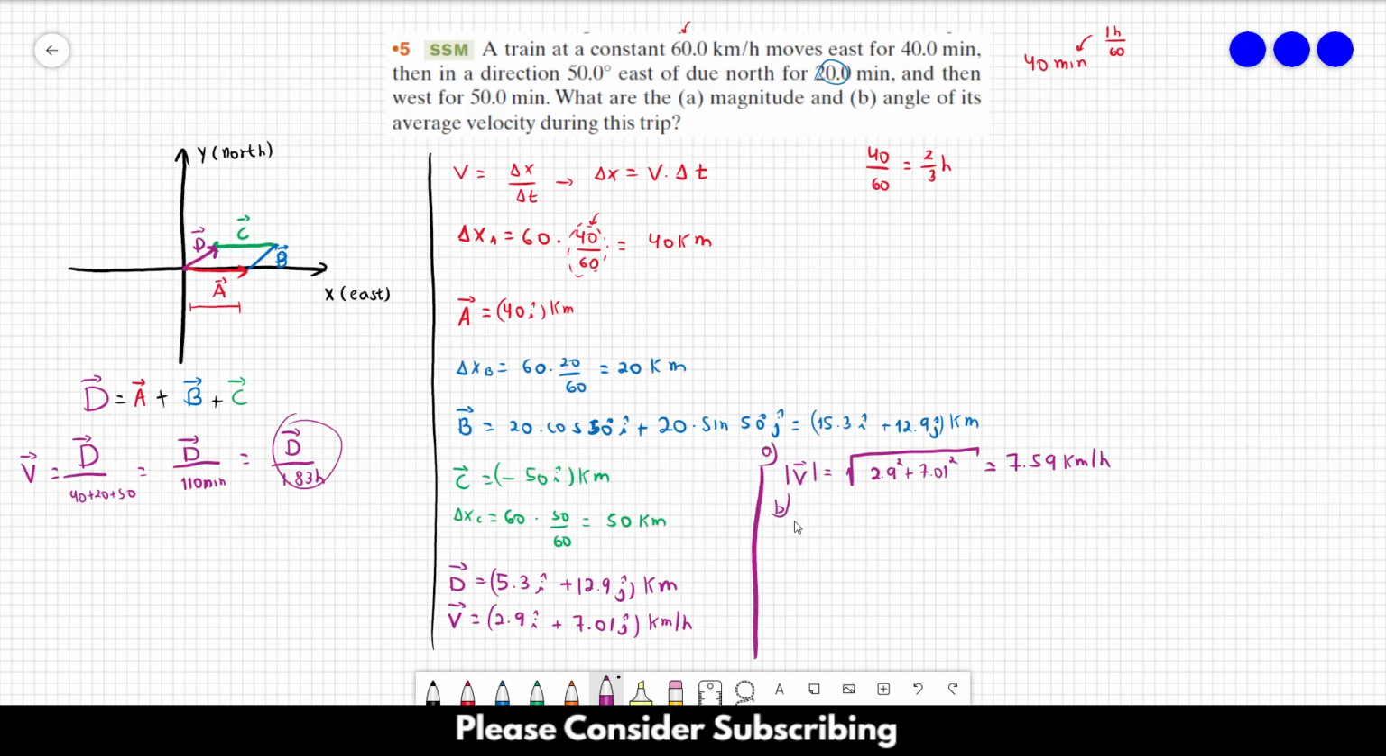For letter B, we want to find the angle, which is the inverse tangent of the y component of the velocity over the x component of the velocity. So tangent to the minus 1 of 7.01 over 2.9, and this gives us 67.5 degrees. So this is the answer of letter B.